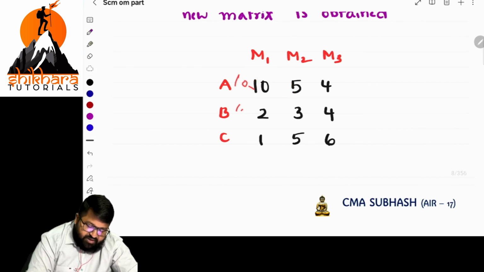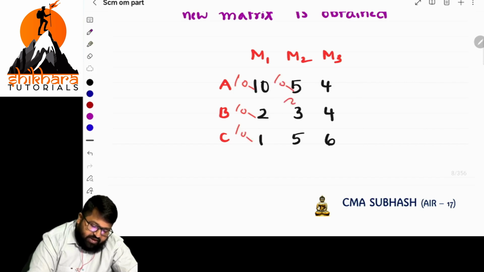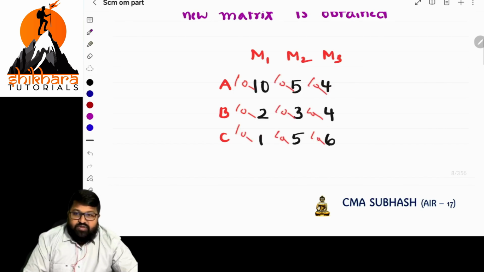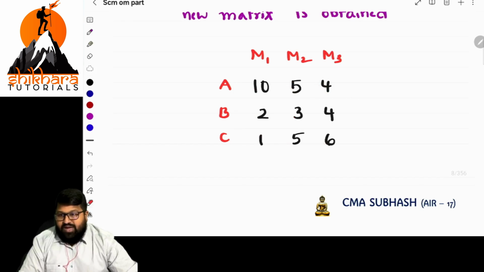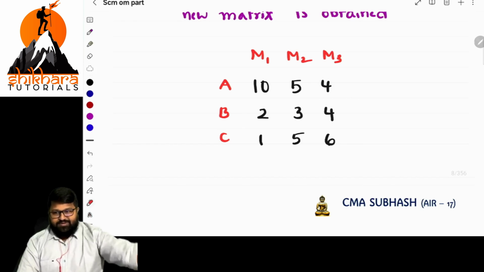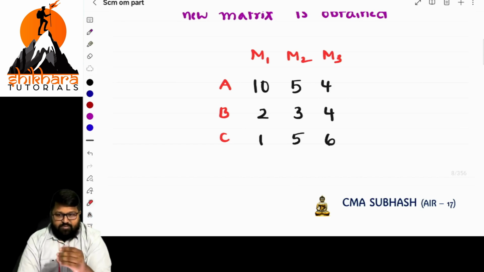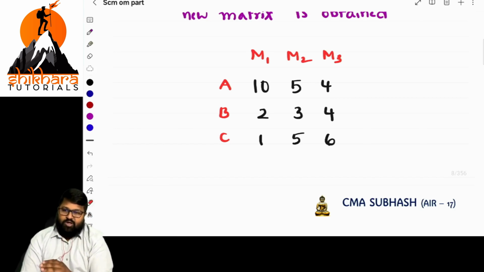10 minus 10, 10 minus 2, 10 minus 1, 10 minus 4, 10 minus 3, 10 minus 5, 10 minus 4, 10 minus 4, 10 minus 6. Now we form a relative loss matrix. That is the basic part now. Rows equal to columns, fine. Next, if the question is given as a minimization model, we can proceed.